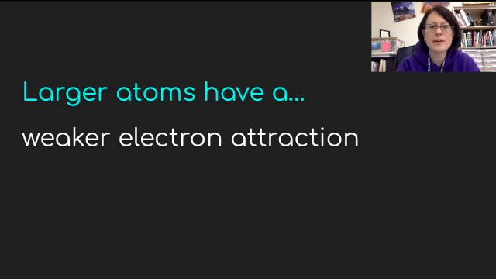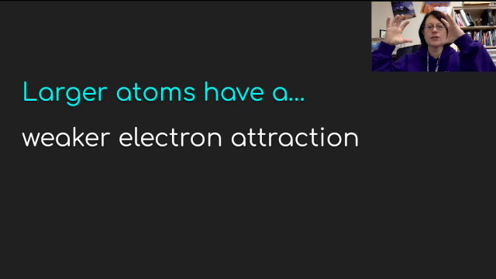Larger atoms have a weaker electron attraction. You need to know this. Think of an atom. Here's the nucleus, and we have electrons going outward. The farther they go outward, the farther they are from the nucleus, the less attraction they have for the nucleus, because they're, number one, farther out, and number two, they're also shielded by the electrons that are in the middle.